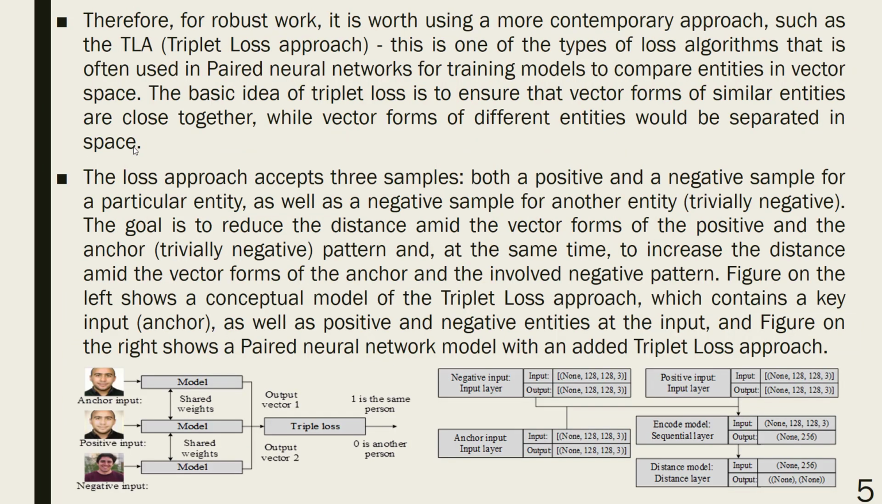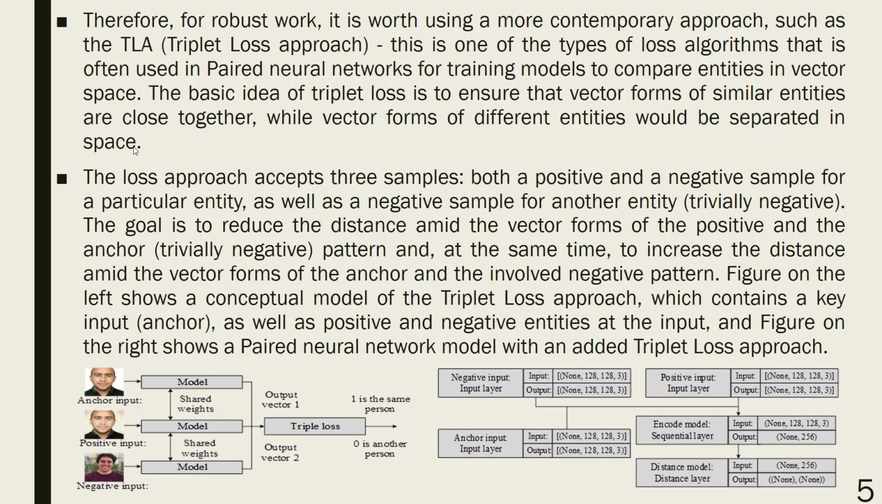Therefore, for robust work, it is worth using a more contemporary approach, such as the TLA, triplet loss approach. This is one of the types of loss algorithms that is often used in paired neural networks for training models to compare entities in a vector space. The basic idea of triplet loss is to ensure that vector forms of similar entities are close together, while vector forms of different entities will be separated in space.